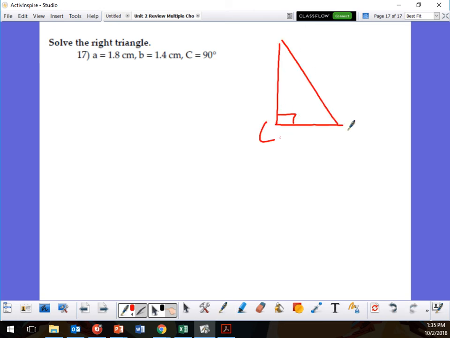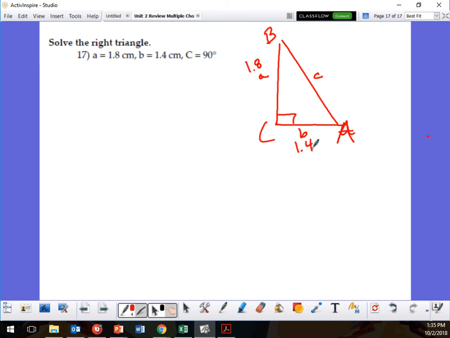Big C is there, A is there, B is there. Little a is over here, little c is over here, little b is right there. Little a is 1.8, little b is 1.4, and big C is 90. Okay, so what's the first thing I could find here?